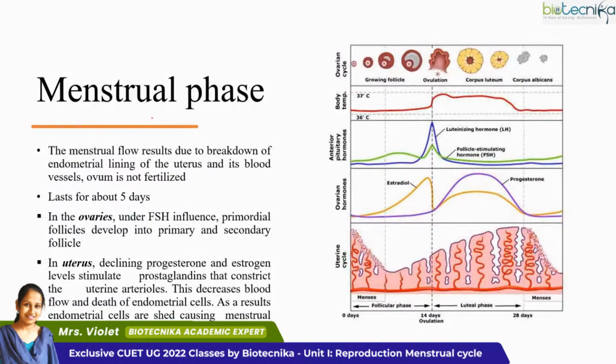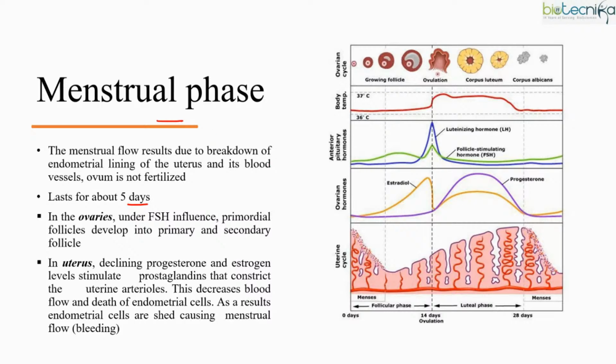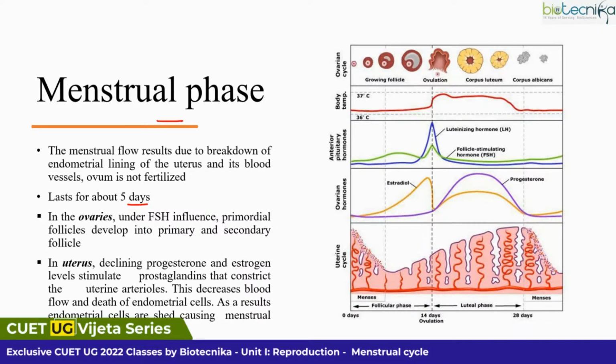So the first phase is the menstrual phase. In the 28 days cycle, the first 5 days are for the menstrual phase. In menstrual phase, the ova has not been fertilized, so the menstrual flow will occur because of the breakdown of the endometrial lining of the uterus and its blood vessels. Why is it occurring? Because the ovum has not got fertilized.